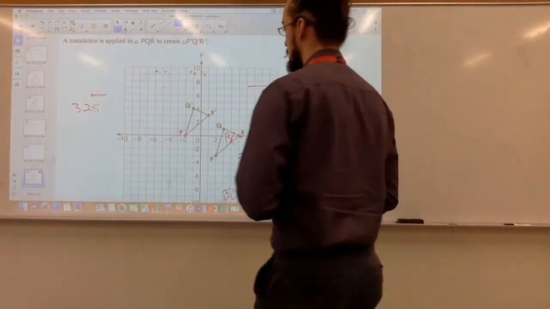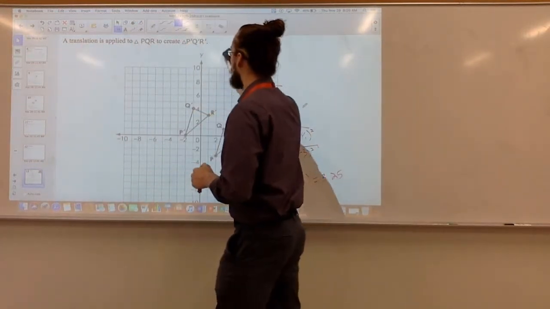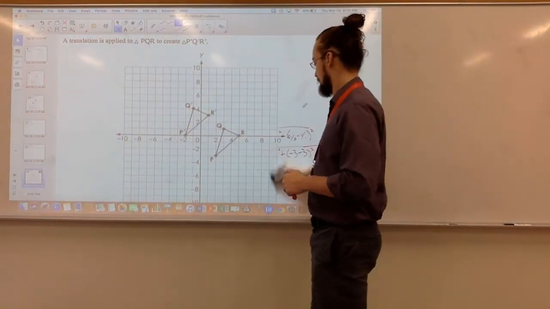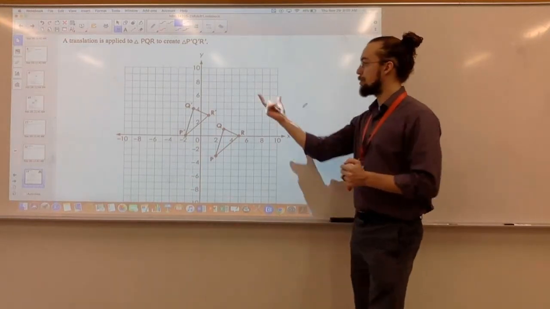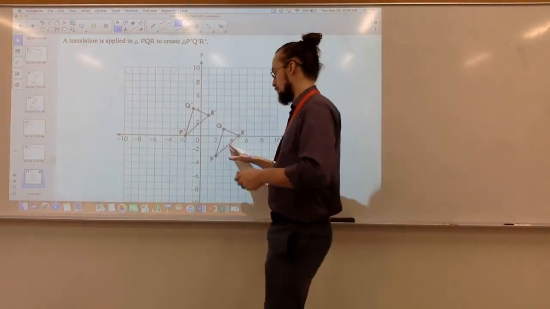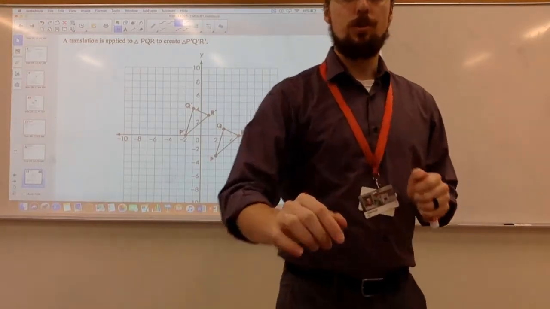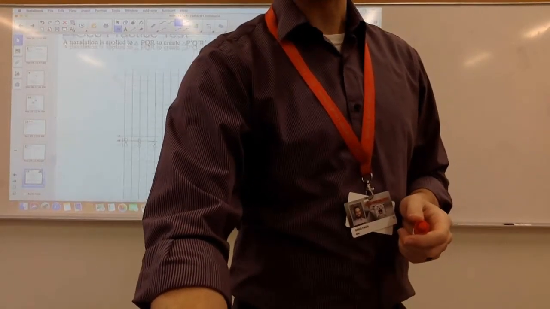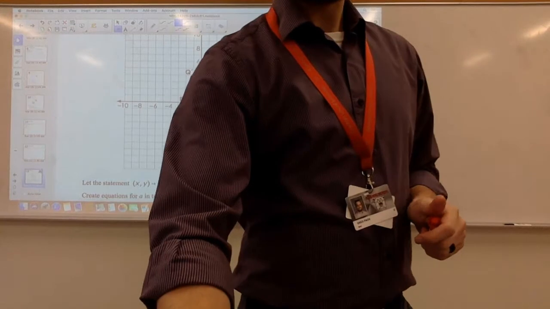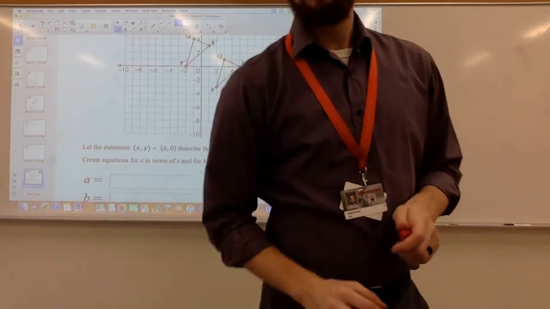On this one, it says a translation is applied to PQR to create P prime, Q prime, R prime. So, which one am I starting with then? Am I starting with this triangle or this triangle? This one, right? I'm told it's a translation, right? A translation just means I'm sliding the triangles.